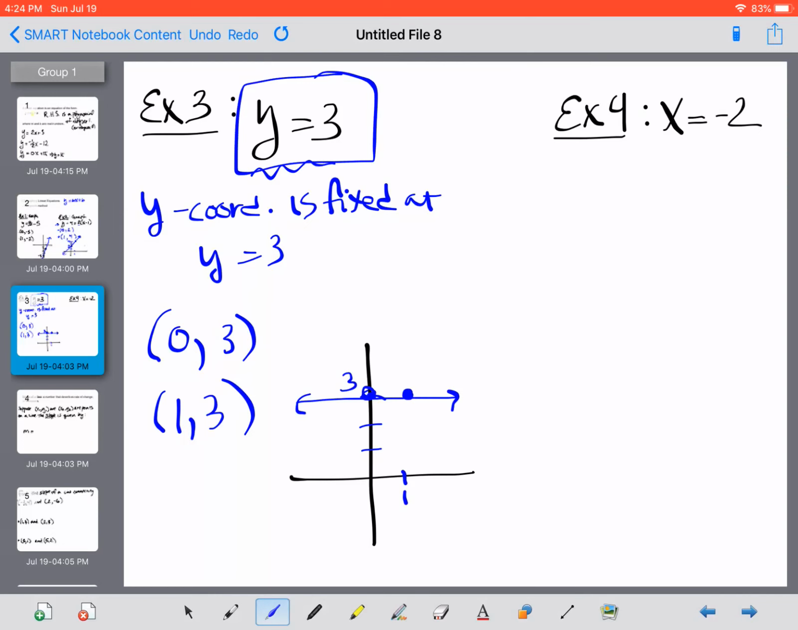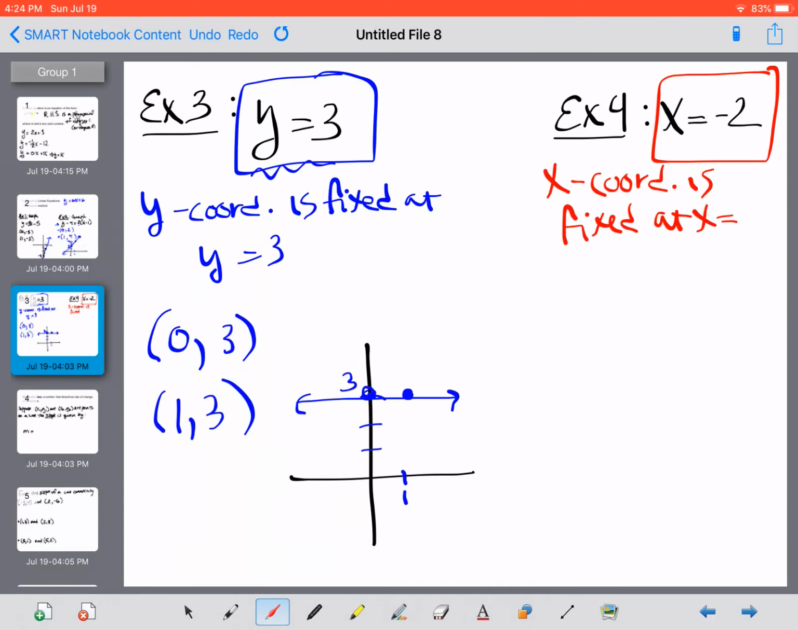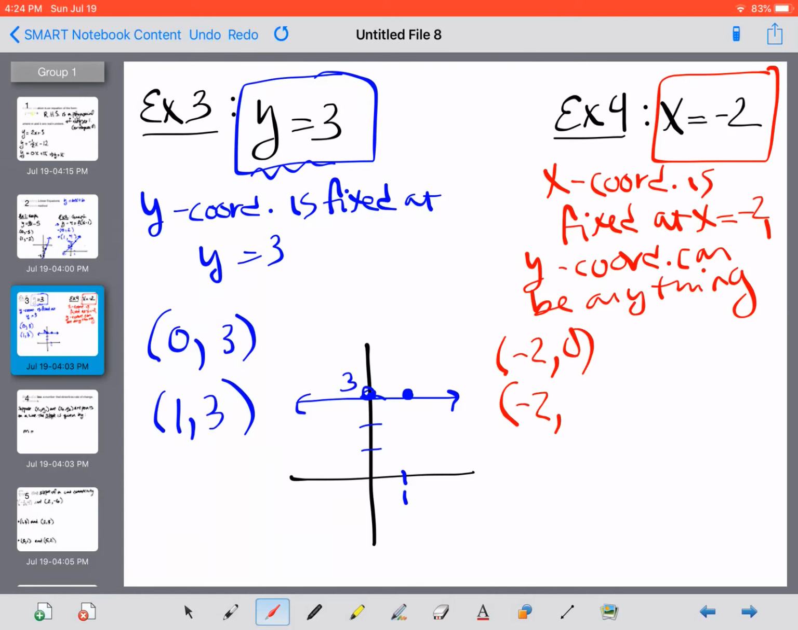Similarly, in an equation of the form x equals -2, the x-coordinate is fixed. You can't choose 2 different x values here and figure out what the y would be because the x-coordinate is constant, it's fixed at x equals -2. But the y-coordinate can be anything. Which means we can have points like (-2, 0) or (-2, 1). Because the x-coordinate is fixed at -2 and the y-coordinate can be anything.